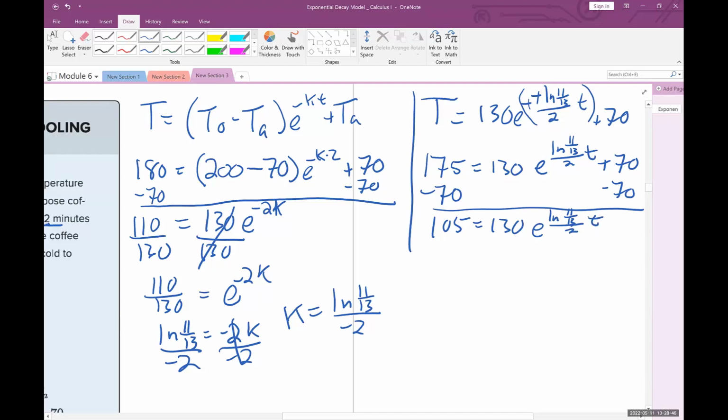I'm going to be honest, I'm trying to follow what the book did here. They left it with that power. I would have probably gotten the decimal. I know it propagates error when you do that, but I think we're looking at close enough time anyway. But I'll keep leaving it like here. And now what are we going to do? Divide by 130. And I have 105 over 130. I reduce that to be 21 over 26 equals e to the natural log of 11 over 13 over 2 times t.